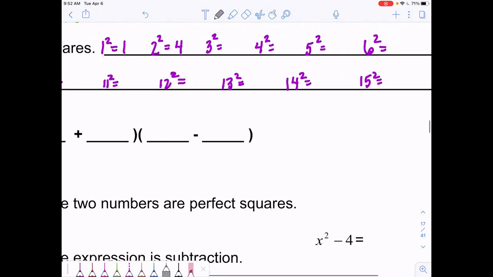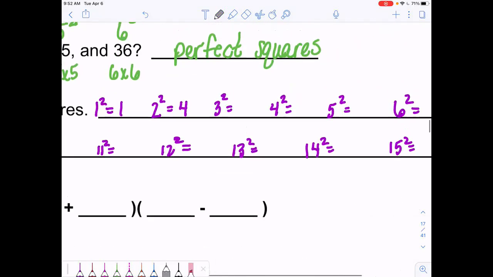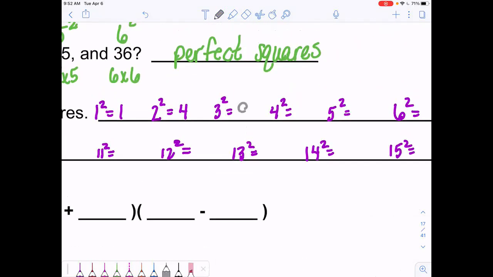Michael, what is 3 squared? 9. 4 squared is? 4 times 4. 16. 4 times 4, so that's what 4 squared means. 4 times 4 is 16.